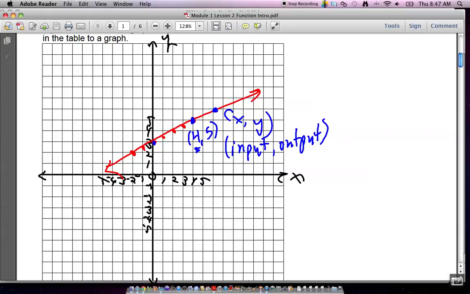Okay, now, there is the picture, the same exact thing as a table, and now we have represented it as a graph. But there are other ways to represent this. Can you take that information in your table and right now write a set of ordered pairs? Go ahead. Write it as a set of ordered pairs.